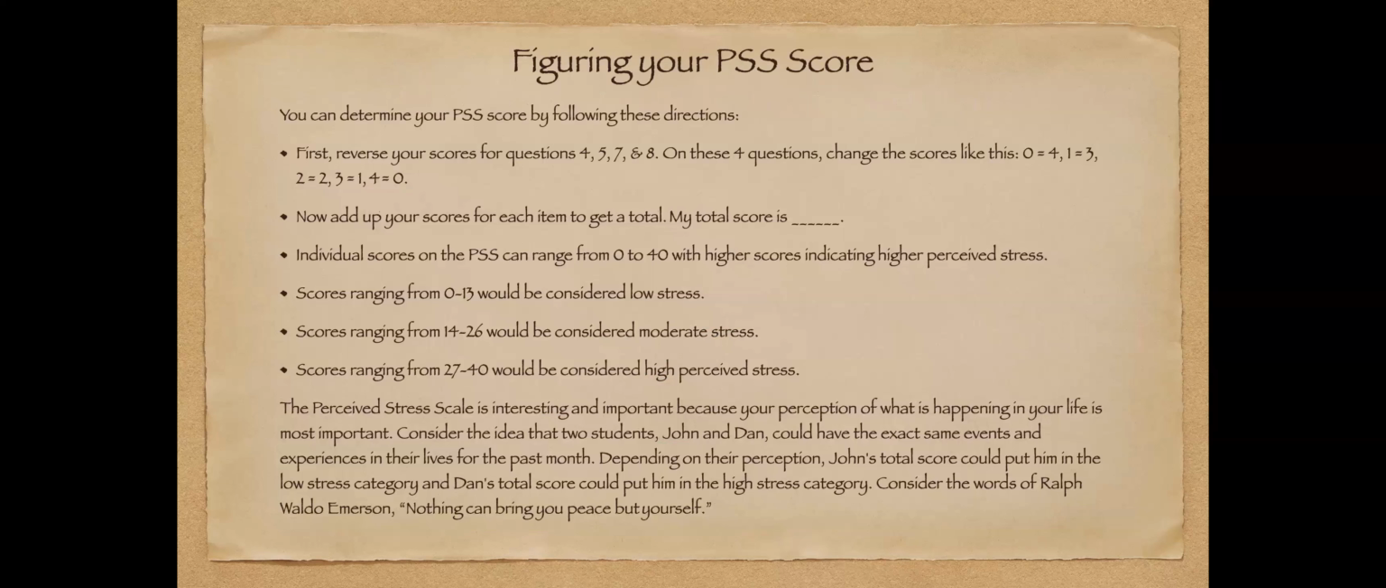So on those questions, 4, 5, 7, and 8, anywhere where you had a 0, you change that to 4. Where you had a 1, change that to a 3. Where you had a 2, it remains 2. Where you had a 3, change it to 1. And where you had a 4, make it 0. Now add them all up to get your total. So you can write down the total after you have reversed them that way.